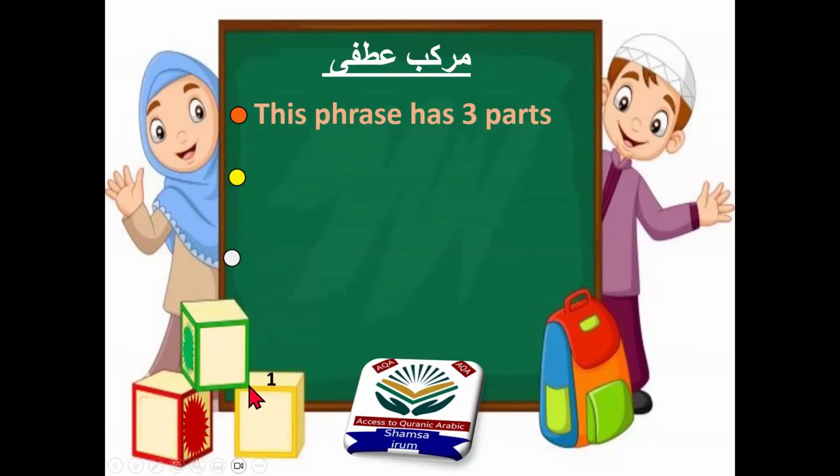The first part of the Murakab Atfi is Ma'tufun alay. The second part of the Murakab Atfi is Harful Atf. And the third part of the Murakab Atfi is Ma'tuf. So the Murakab Atfi, the conjunctive phrase, is based on these 3 parts. Ma'tufun alay is the first part, the middle part is Harful Atf, and the last part is Ma'tuf.